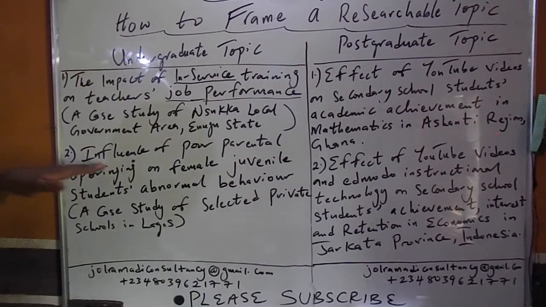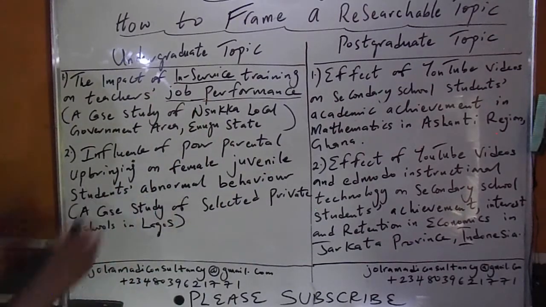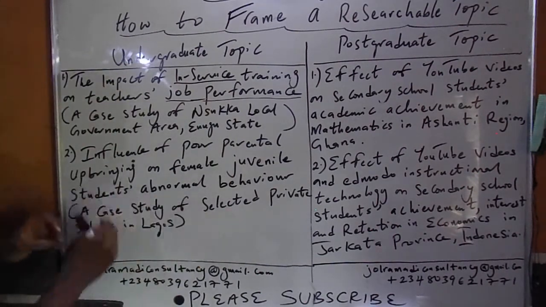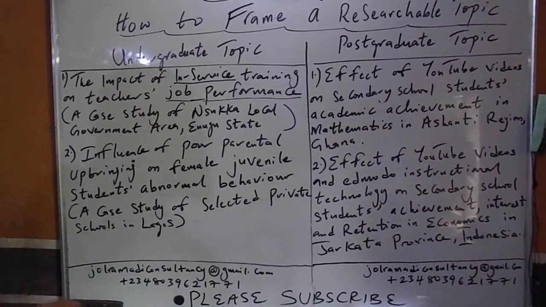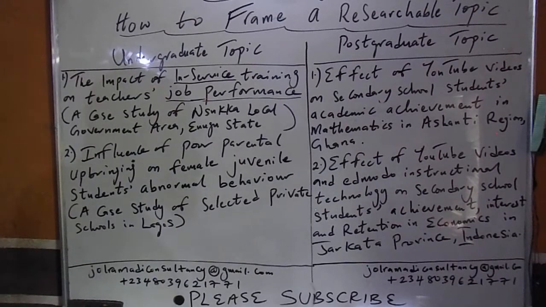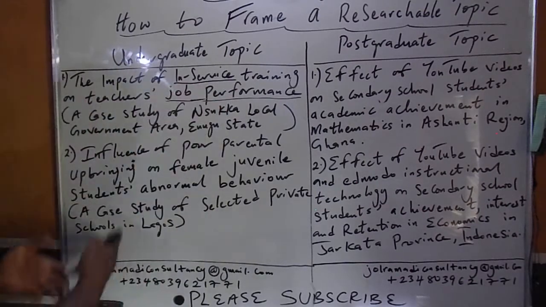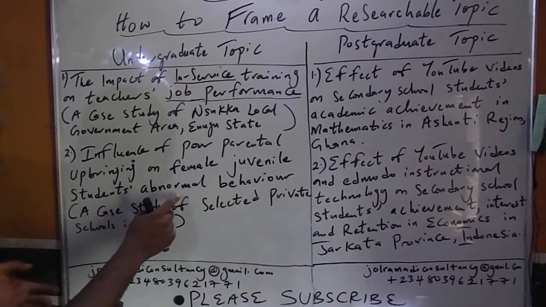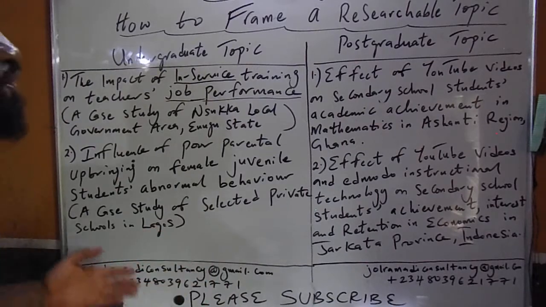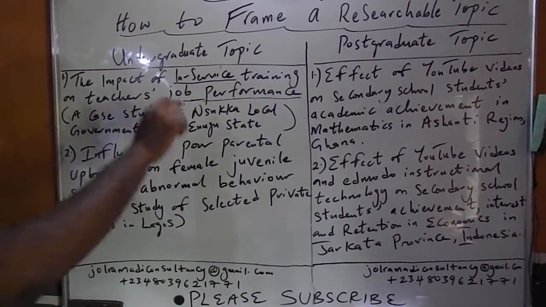Another one, the second one here, we have influence of poor parental upbringing on female juvenile students' abnormal behavior, a case study of selected private schools in Lagos. Now, you notice that this is having a case study, this is also having a case study, simply because they are undergraduate works. But it's not mandatory that you put a case study of so and so. You can just continue by saying student abnormal behavior in some selected private schools in Lagos. You can just put it like that.